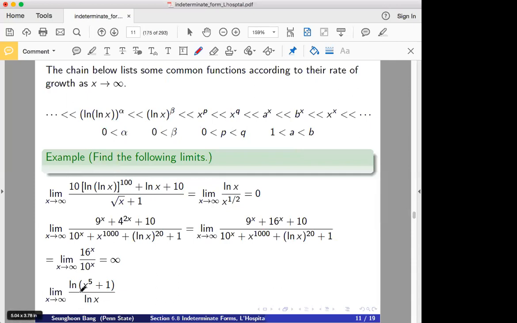We cannot compare ln of x to the 5 and ln x, because we have only ln x. So we don't have ln of x to the 5. So what's the best way? Only think about x to the 5 plus 1, ignore constant 1. So we have it. 5 is down, like this. ln x is crossed out. Answer is 5. What does it mean? At the same rate. So this is one idea for solving this problem.